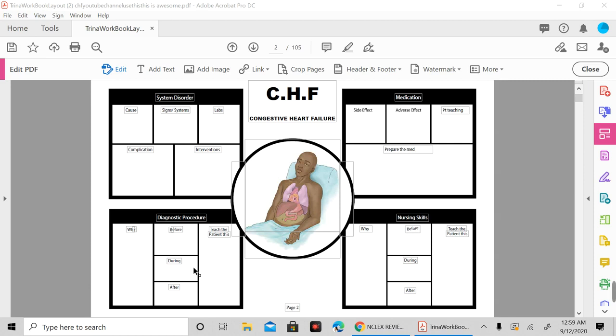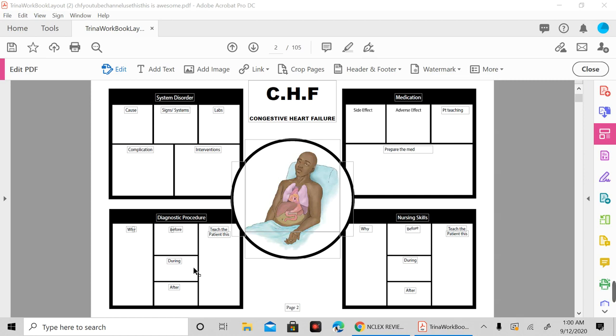Nursing skills, daily weights. Why should I do daily weights? Because anything over 2 pounds in a day or 5 pounds in a week is a complication. Before I do the daily weights, I'll ensure that I have the patient on the same scale, same time, same gown, or the same material.